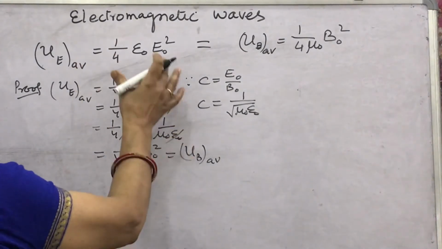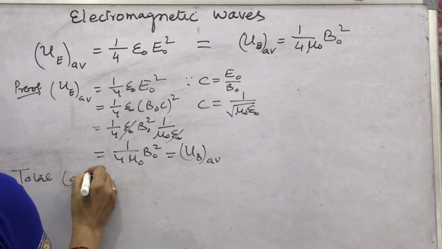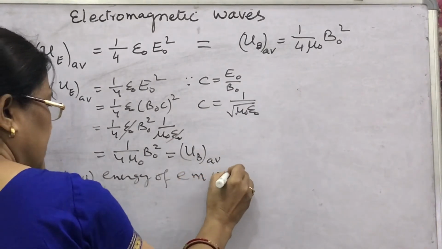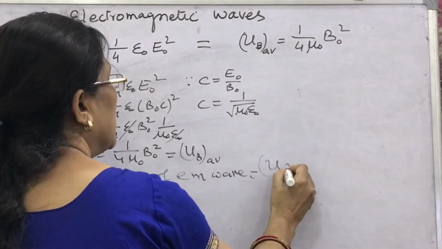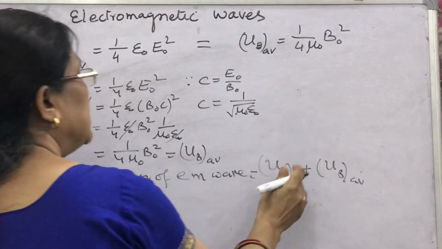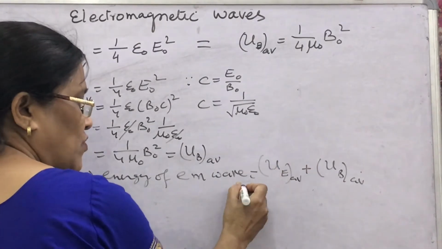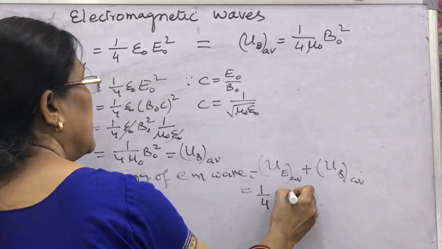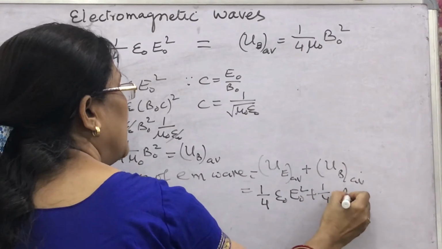So in this way we can say the total average energy of EM wave, what will you write? This is UE average plus UB average, as it is defined that an EM wave consists of electric and magnetic fields both, and energy is equally shared. What will you write here? This is 1 by 4 epsilon naught E naught square plus 1 by 4 mu naught B naught square.